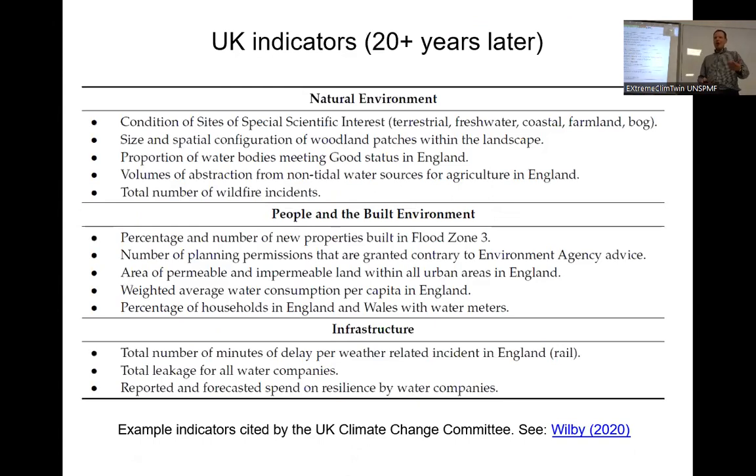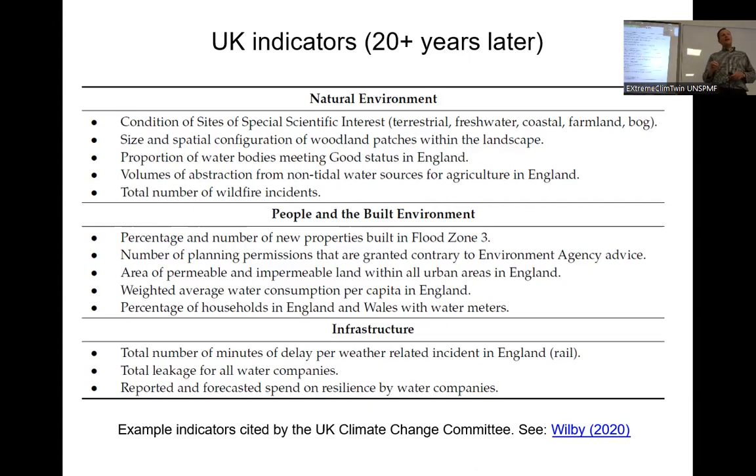Moving 20 years on to closer to present, here are some examples of the types of climate change indicators which have been used in the UK by our Committee on Climate Change. And you can see that these have been broken down into different domains. So indicators of risks to the natural environment, to people in the built environment, and to infrastructure. So, for example, if we look at this one here, people in the built environment, percentage and number of new properties built in flood zone 3.